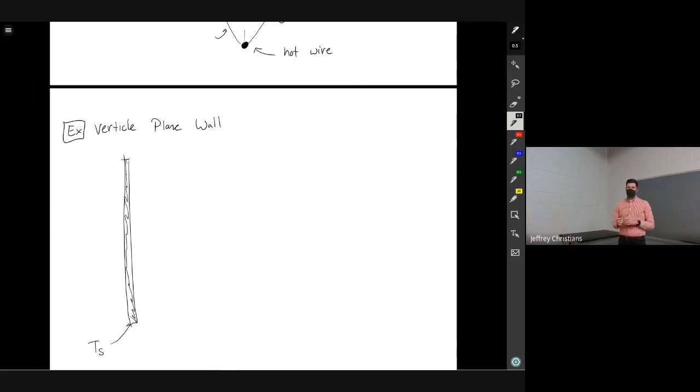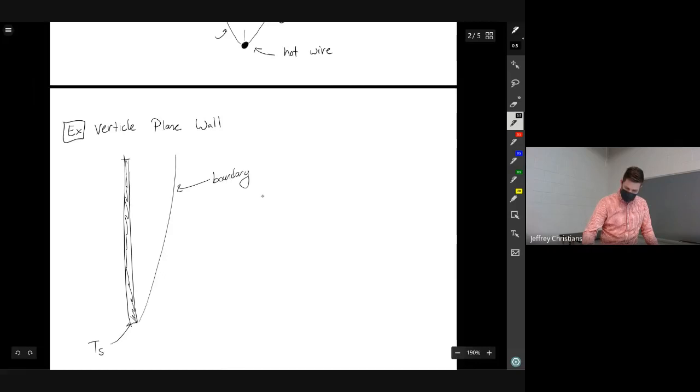What's going to happen is somewhat similar to what happened when fluid was forced to flow along a flat plate. You're going to get a boundary layer that grows along the plate.